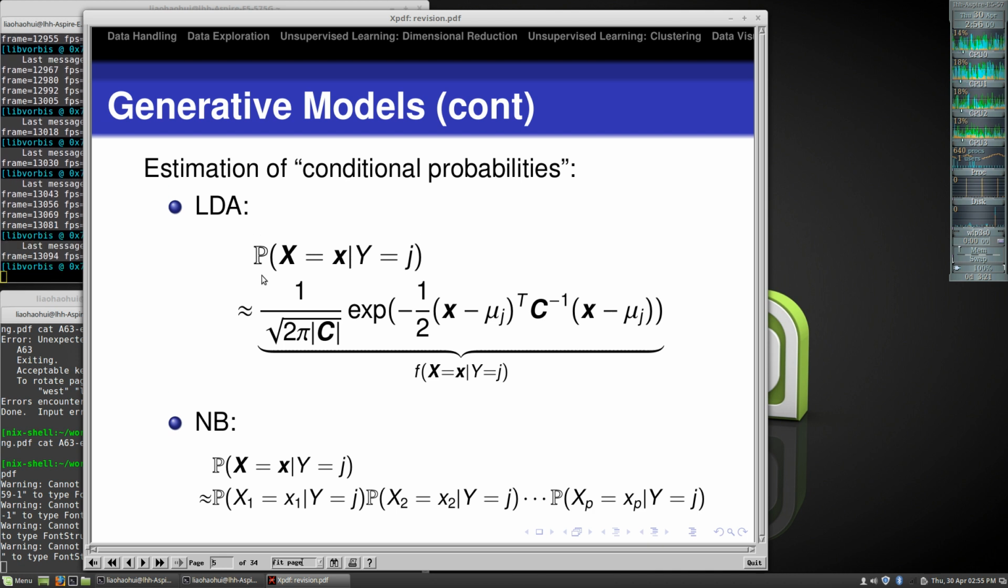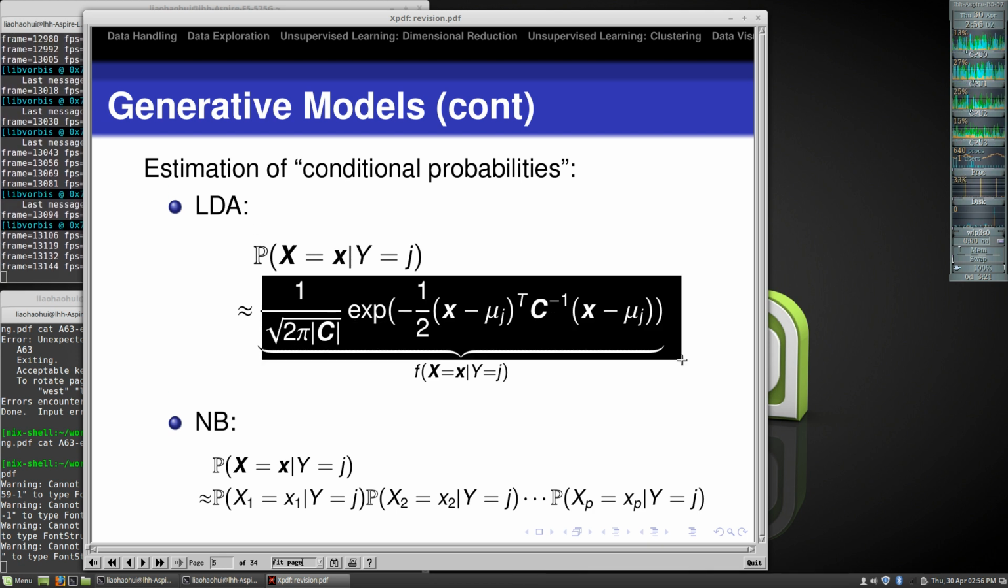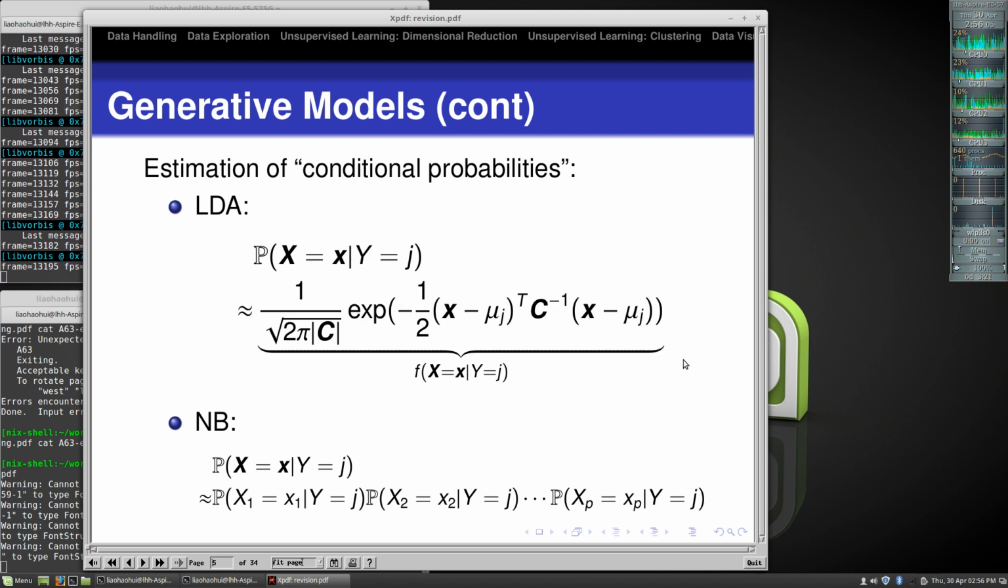It's using the multinomial, I'm sorry, it should be multivariate normal distribution. So it's a generalization of the one-dimensional normal distribution.